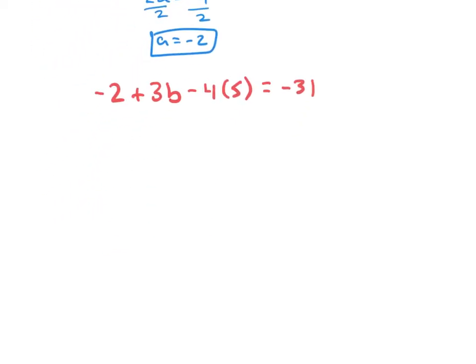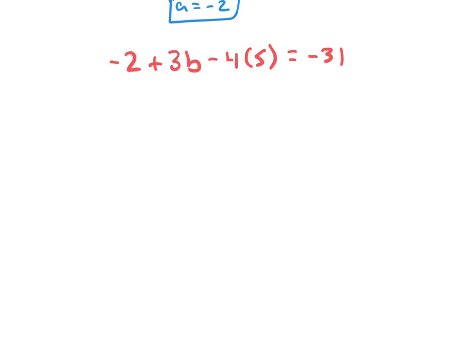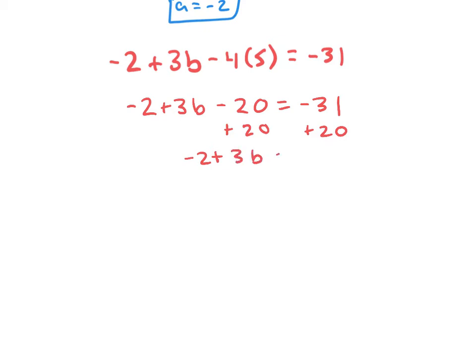Now we solve for b. So what do we do first? Negative 4 times 5, which would be negative 20. What do we need to do next? Add 20 to both sides. So negative 2 plus 3b is equal to, what's negative 31 plus 20? Negative 11. Now what? Add 2.